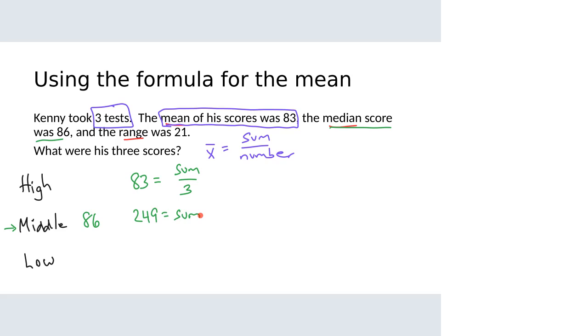Everybody with me so far? Anybody have any questions at this point? That the sum of his 3 test scores has to be 249. Thanks, Edison. That's awesome. Okay, so the sum of his test scores is 249.